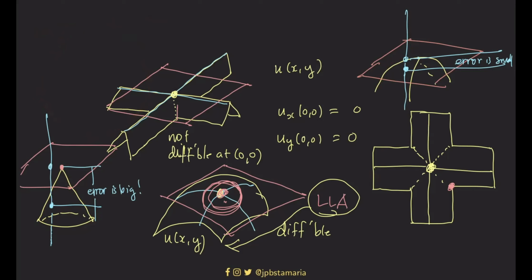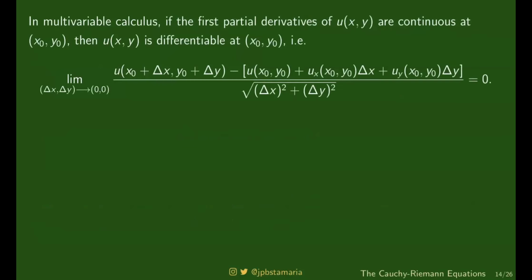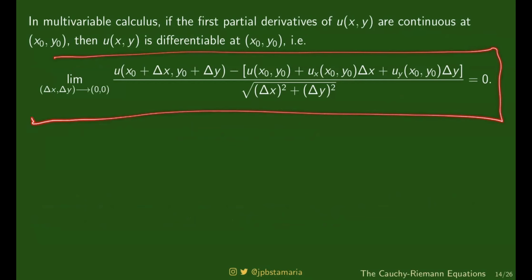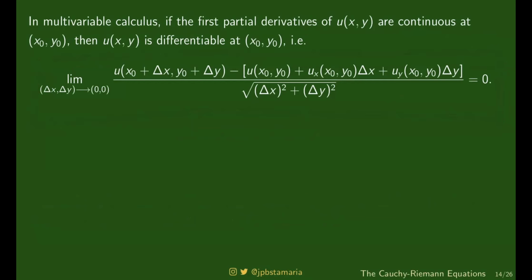Naintindihan niyo? Formally, kapag kayo nasa multivariable calculus, this is what we mean by being differentiable. Okay. Let me explain this further para maunawaan niyo kung anong meaning nito. So, in multivariable calculus, requirement na may partial derivatives ka, no? Bago ka maging differentiable. Ito yung additional condition para maging differentiable. Kailangan yung limit daw na ito ay 0.